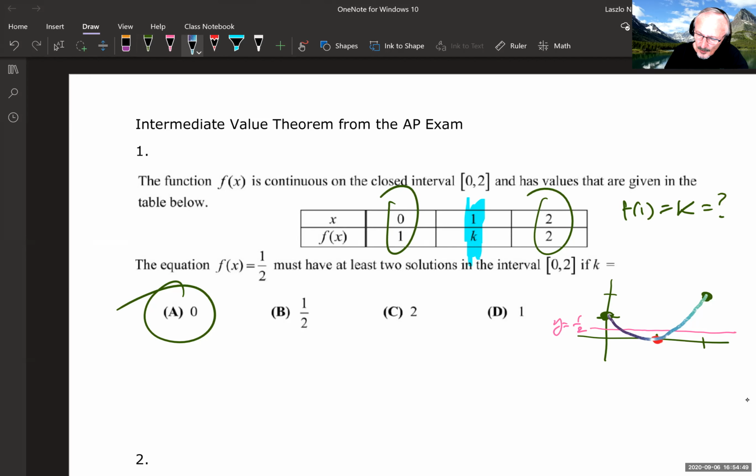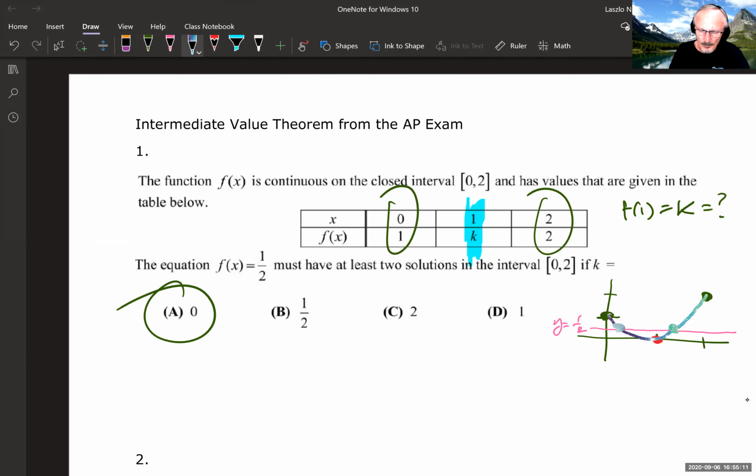Those solutions, going back to Algebra 1, are represented by points of intersection between f of x, being this curve that I've drawn, and of course the line y equals 1/2, okay, the value of k. So I hope you're happy with that.